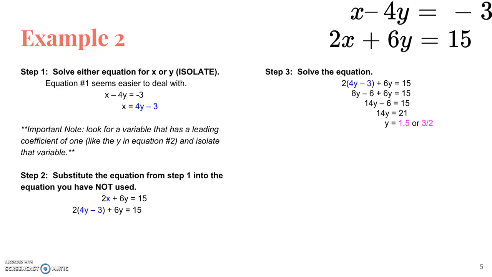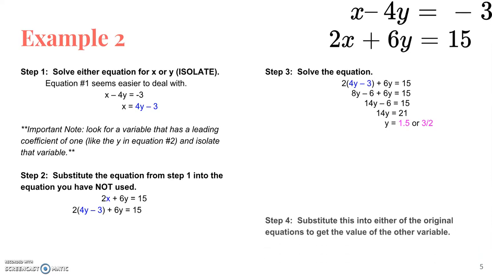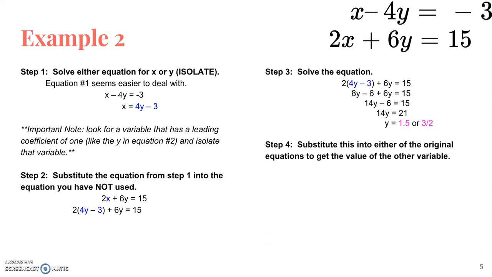Once we have this answer, we're going to substitute that back in to one of the equations. So for step 4, we're going to substitute this into either of the original equations to get the value of the other variable. I chose to use the first equation, which is x minus 4y equals negative 3. And in place of y, I'm going to put the 1.5.